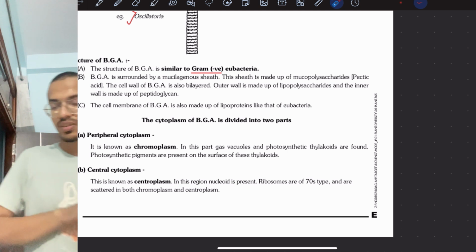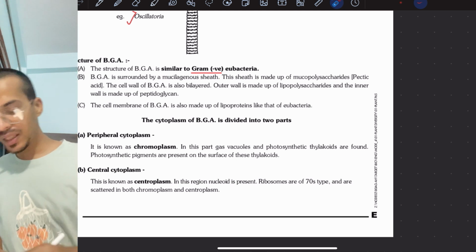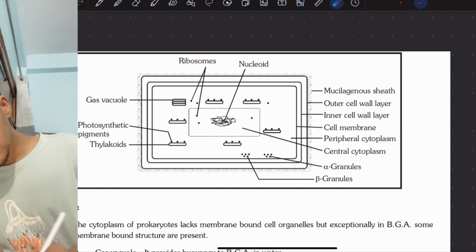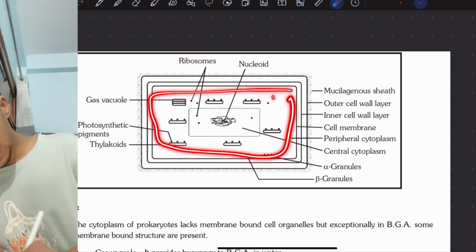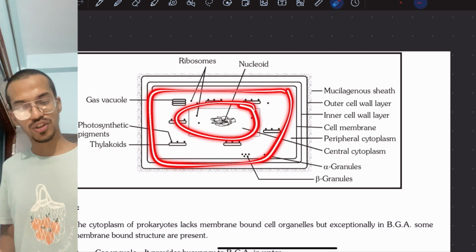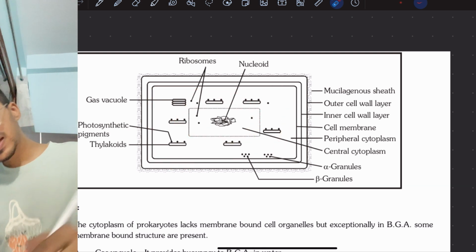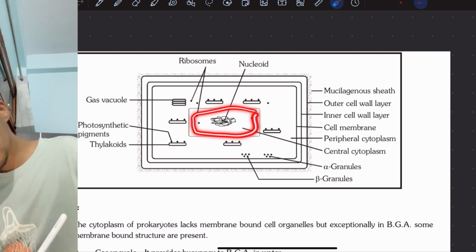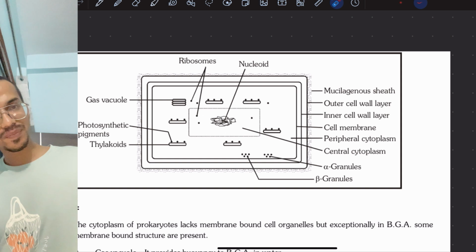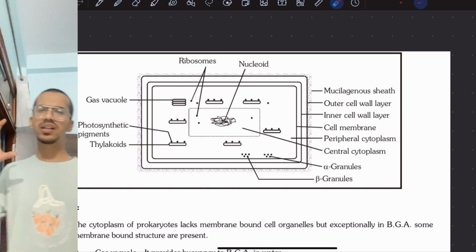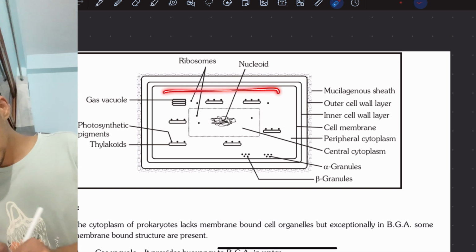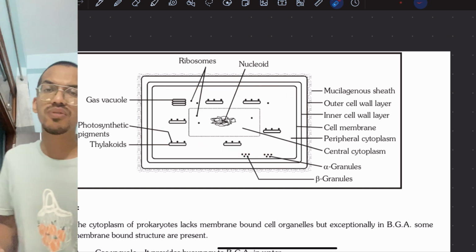Then their cytoplasm is divided into peripheral cytoplasm and central cytoplasm. Here I want to show you the example. If you see, this area is the central cytoplasm and this is the peripheral cytoplasm. In the central cytoplasm there is the nucleoid and ribosomes, that's it. So the center part is a little distinguished because the genetic material is working there, whereas in the outside area are all the other features of the bacteria.